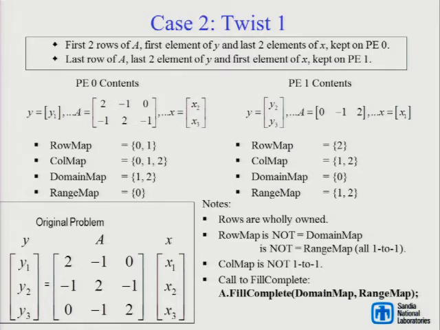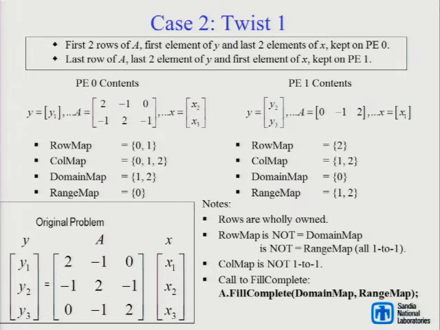So processor 0 is now going to have these two parts of the domain, but this part of the range. Processor 1 is these two parts of the range, but this part of the domain. So I'm basically, in addition to having this matrix do a matrix vector product, effectively shuffling who owns what. So that's a twist.